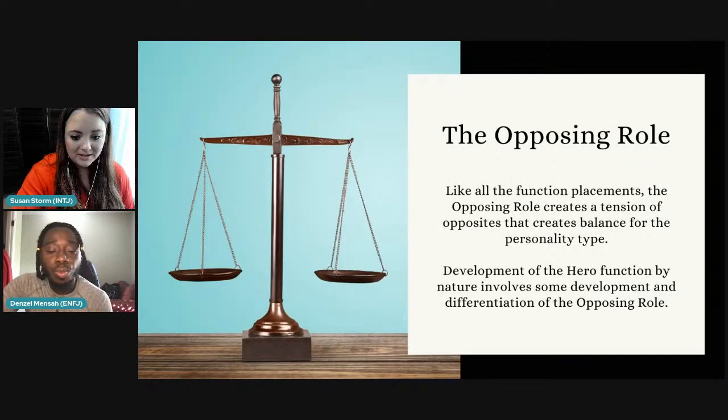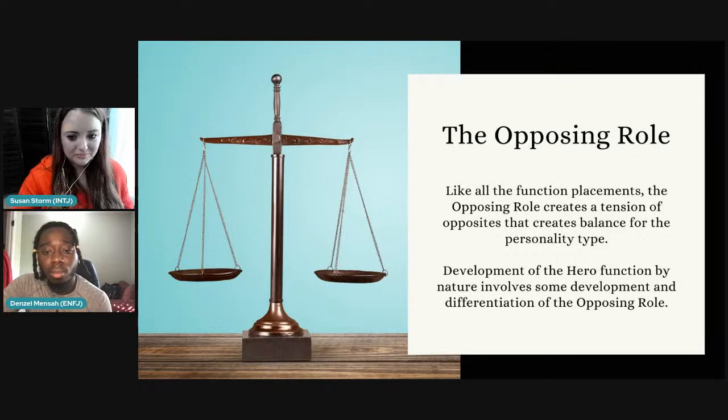All right. So the opposing role, like all the function placements, creates a tension of opposites that creates balance for your personality type. We need that tension. Without it, we would be really, really warped. Let's just take an introverted intuitive, for example. If you have an introverted intuitive who's totally focused on their intuitive vision and blocking out all the other possibilities, that would be a warped personality. Dominant introverted intuition needs the opposing role of extroverted intuition to make sure that introverted intuition isn't going off the rails.